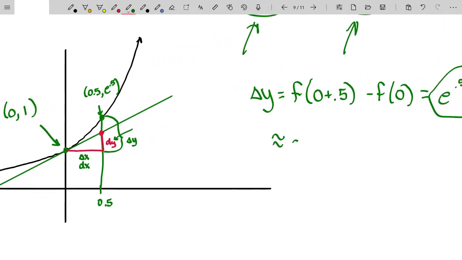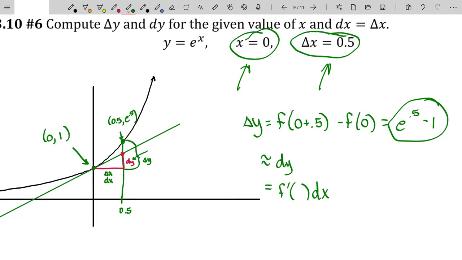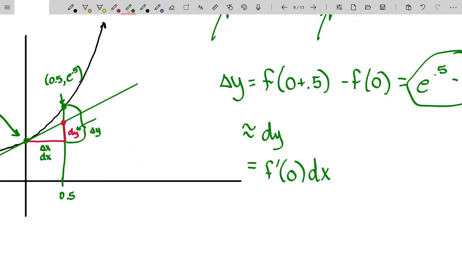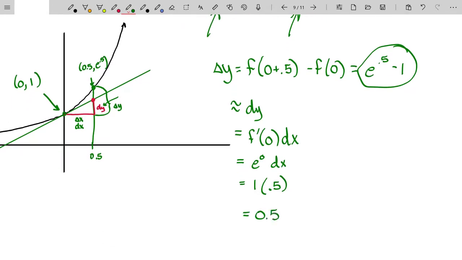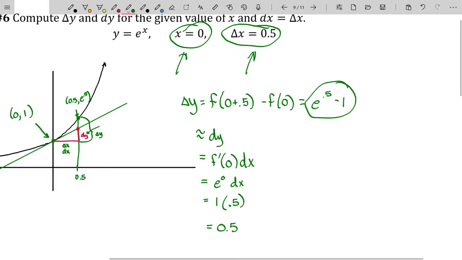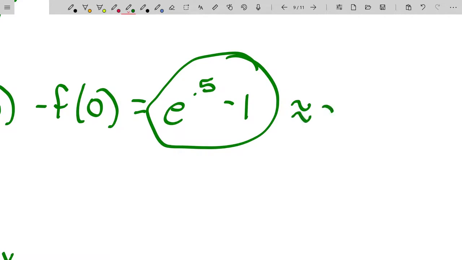So this is approximately equal to the rough dy, and the rough dy is f prime evaluated at x times dx. The x we're looking at, where we built our tangent line, is 0. And the dx they've handed us is 0.5, because that's how far we've wiggled. What's nice about e to the x is its derivative is e to the x, and if you evaluate e to the x at 0, you get 1. So that's 1 times dx, which is 0.5. So this is going to be 0.5.